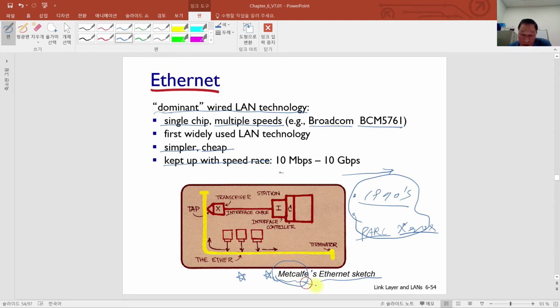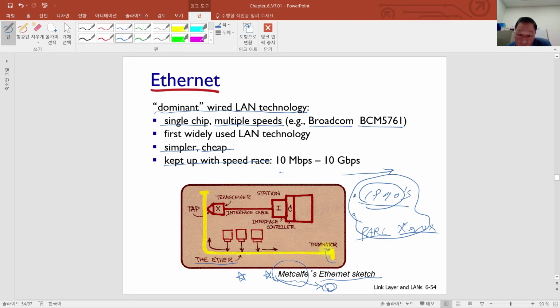And Metcalfe went to Hawaii and saw the Aloha scheme, and he got some ideas from that Aloha scheme, and he developed this Ethernet technology. This is the original scheme, and he drew this Ethernet sketch in the mid-1970s. Here, this is the Ethernet cable called Ether, some media.